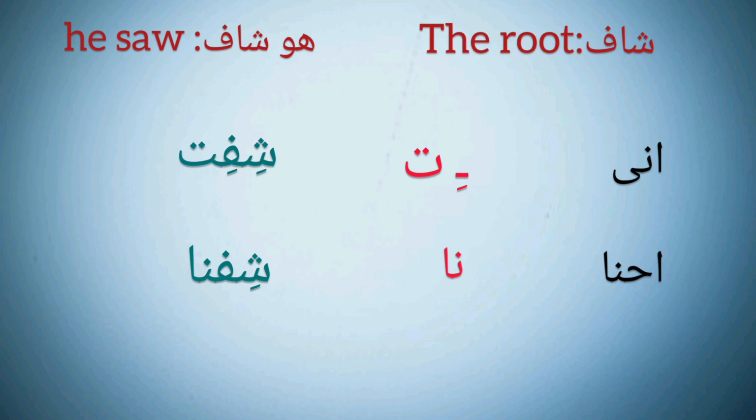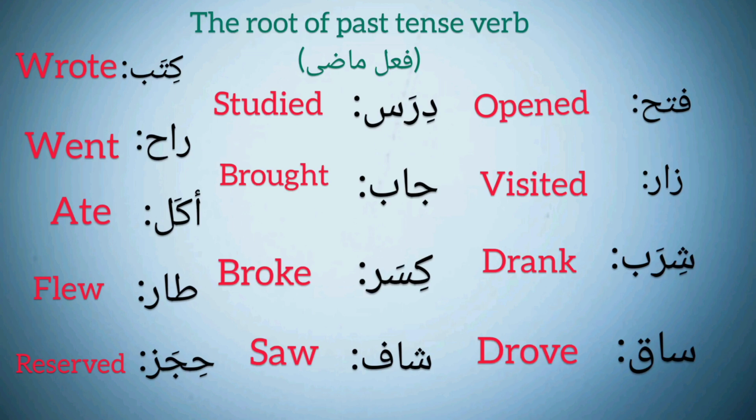We saw. Okay guys, now we know that the root in Arabic is made of three letters, which is third person singular. The basis and the foundation of these verbs are هو فتح, هو زار, هو شرب: he opened, he visited, he drank. These are all roots. And with knowing this, we can conjugate other verbs, okay? With adding suffix and prefix.